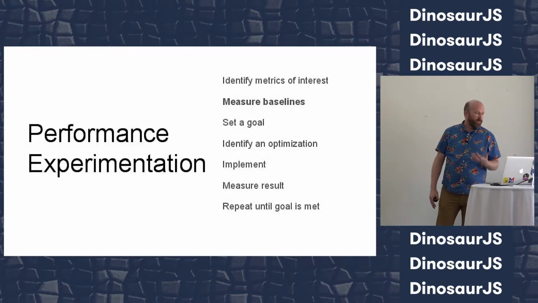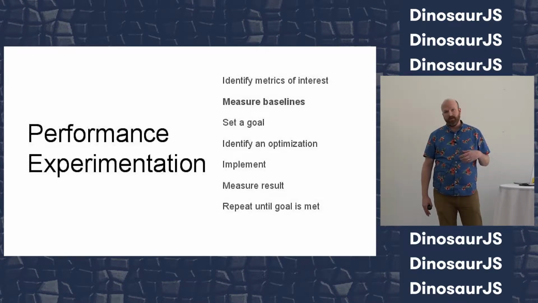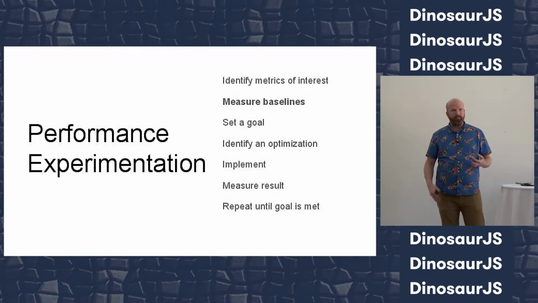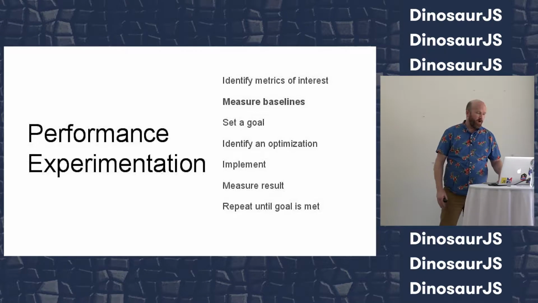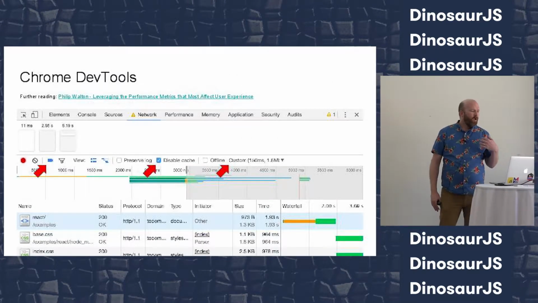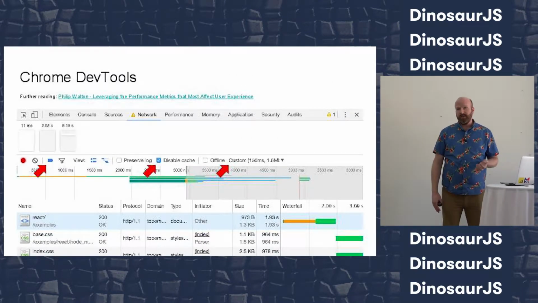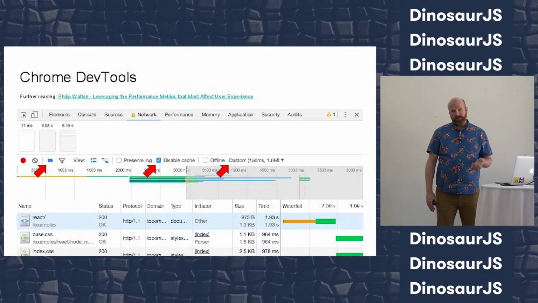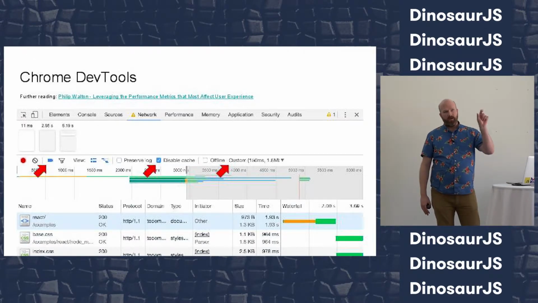So, the next thing we're going to do is measure baselines. How do you do this? Well, I have a couple tools that you guys can take a look at. The first of these is Chrome's DevTools. On the Network tab, there's a little camera icon, and if you click that camera icon and reload the page, Chrome will capture what they call a film strip.